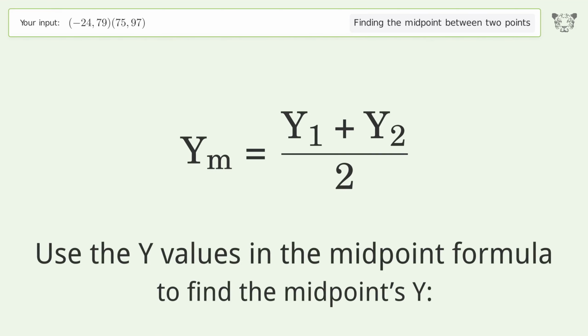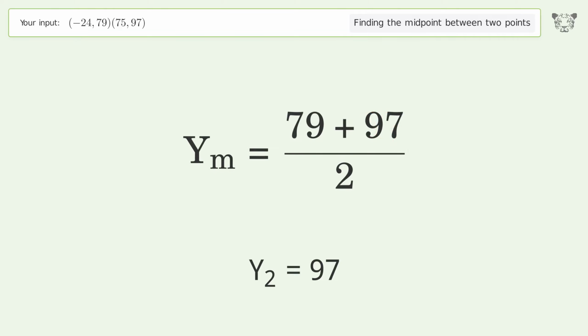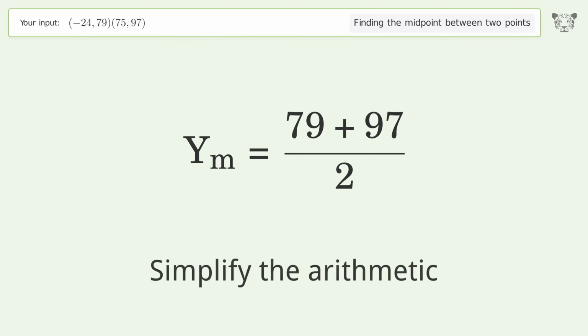Use the y values in the midpoint formula to find the midpoint's y. y1 equals 79. y2 equals 97. Simplify the arithmetic.